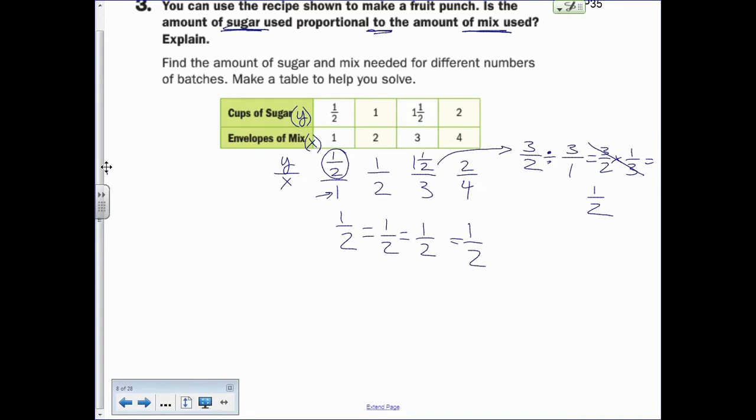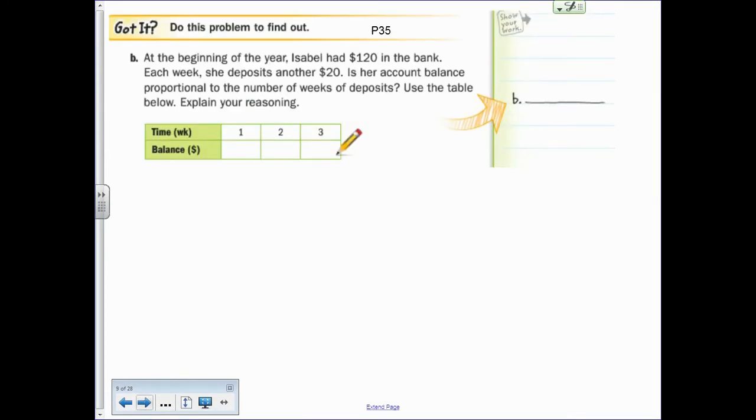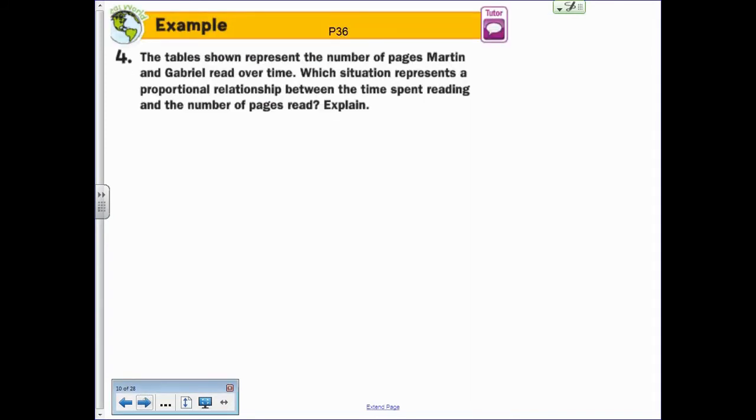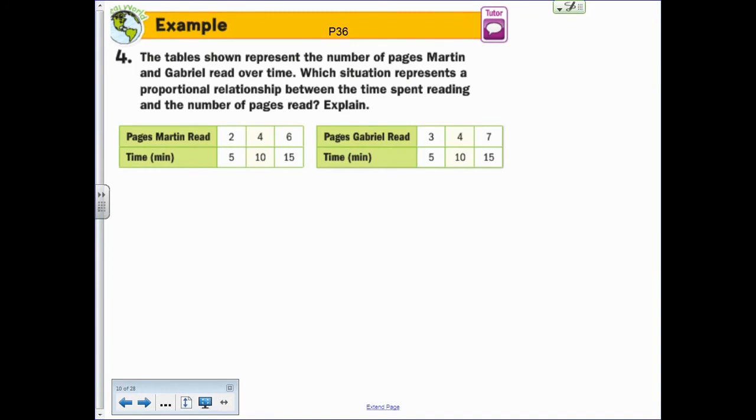So is this a proportional relationship? Yes. All the ratios are constant. All right, let's take a look finally at example number 4 on page 36. It says the tables shown represent the number of pages that Martin and Gabrielle read over time. It says which of the situations represents a proportional relationship between the time spent reading and the number of pages read.